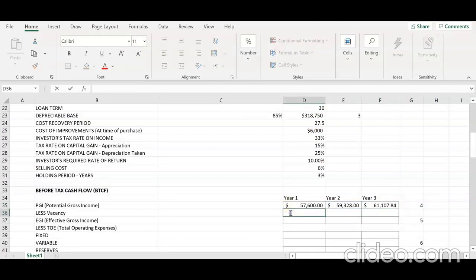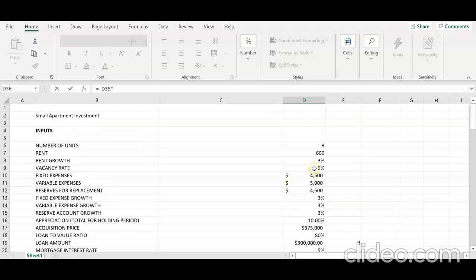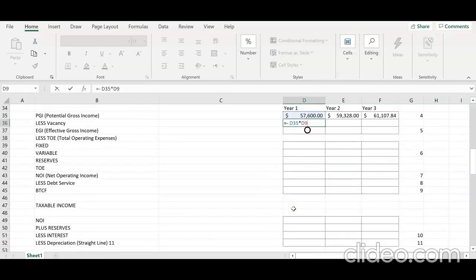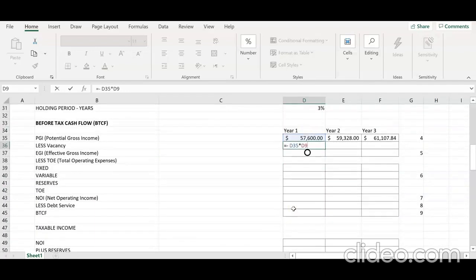For the less vacancy, I used the negative sign to have a positive number at the end. So I'm just going to use the first year of the potential gross income multiplied by the vacancy rate. And then we lock the numbers down.